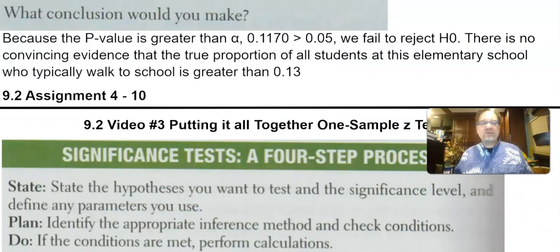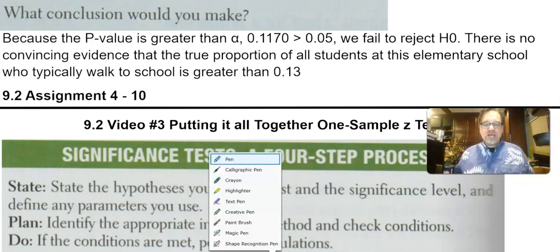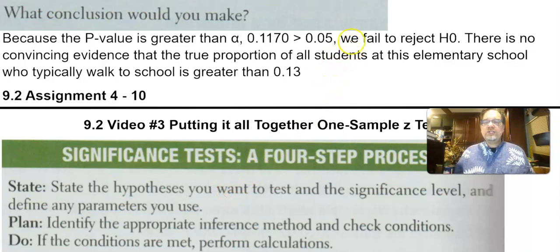Is that an unusual p-value? Well, I'd compare that to alpha. So what conclusion could I make? Because my p-value is greater than alpha, 0.1170 is greater than 0.05, we fail to reject my null hypothesis. Please notice I said fail to reject. I didn't say we believe the null hypothesis. I said we don't reject it. And then I'm going to say why. Why am I not rejecting the null hypothesis?